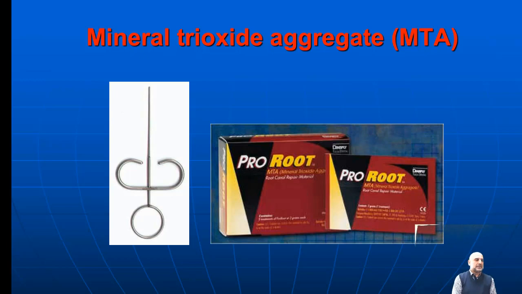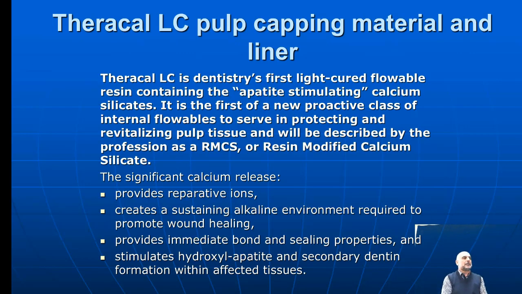This is the applicator on the left side. This applicator can be used to condense this material if we use it inside the canal. Another newer material is TheraCal LC, or light-cure, a pulp capping material and liner. TheraCal LC is dentistry's first light-cured flowable resin containing calcium silicate. So the material contains calcium silicate, stimulates formation of secondary dentine, and can be used for pulp capping.